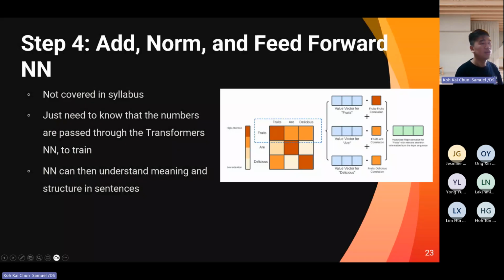Okay, moving on. This is a totally optional part, add and norm and feed-forward neural networks. So it's not covered in the syllabus. We just need to know that the numbers are passed through the transformer's neural network. The feed-forward neural network is just a very fancy way to describe a normal neural network to train. Data scientists just like to sound fancy and all that. So the neural network can then understand meaning and structure in the sentences. So it is just putting these vectors through to train this transformer's brain to understand what it actually means, not as the feed-forward neural network.